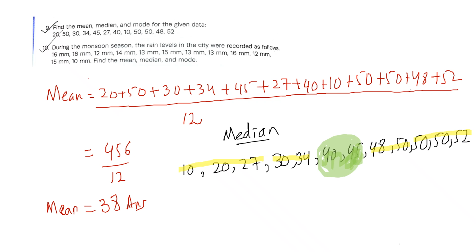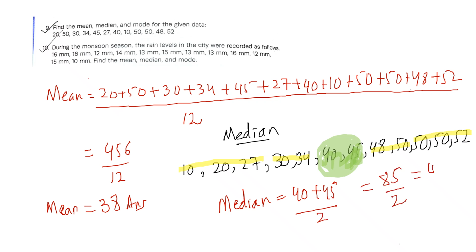So the median will be, median is equal to 40 plus 45 divided by 2, which is 85 divided by 2, and that is 42.5. Now to identify the mode, it's very simple. You have to look at the data which is repeating the most, and you can see 50 is occurring 3 times, so that means mode is 50.